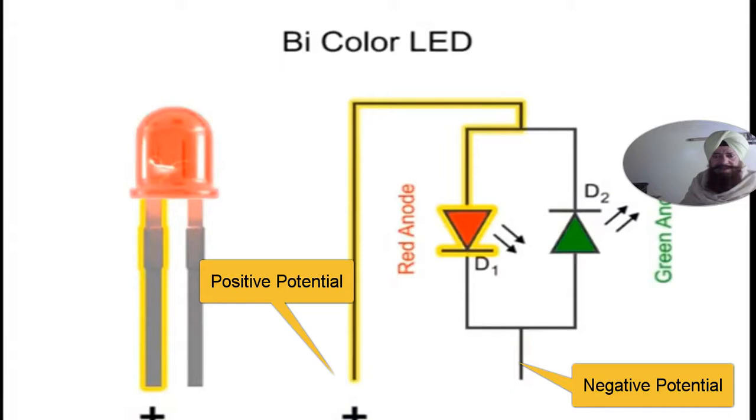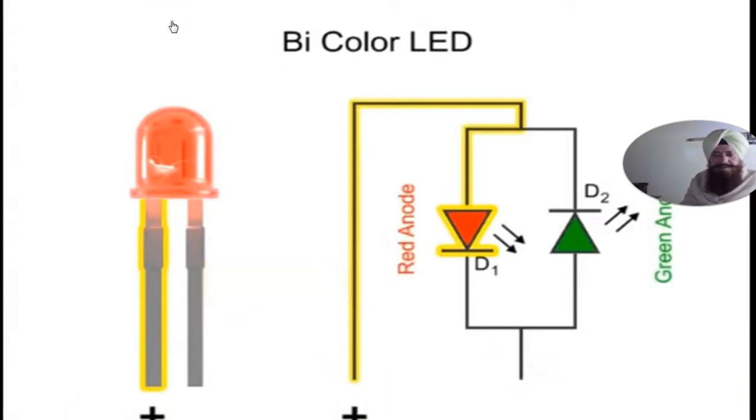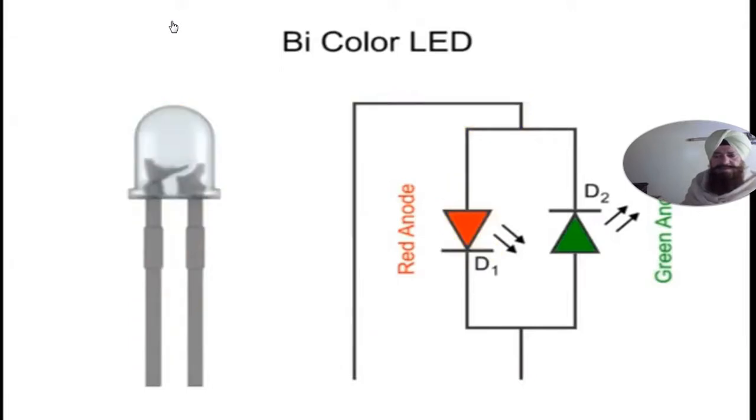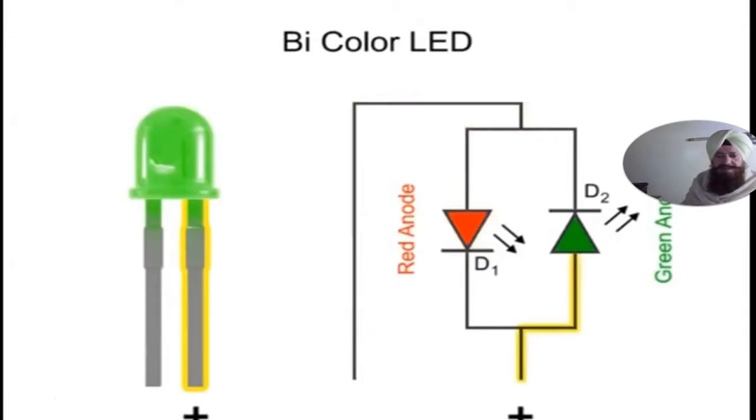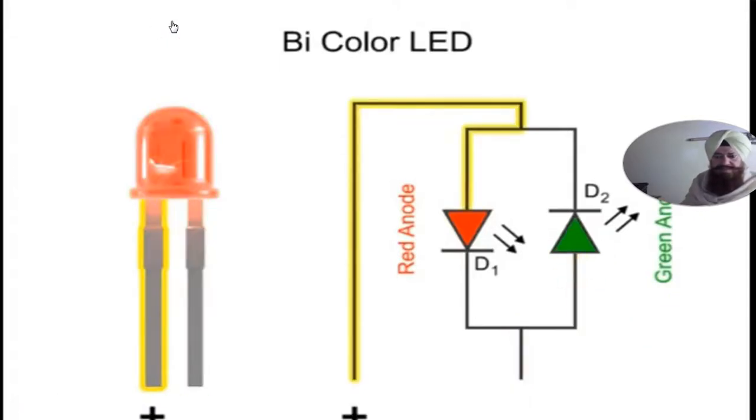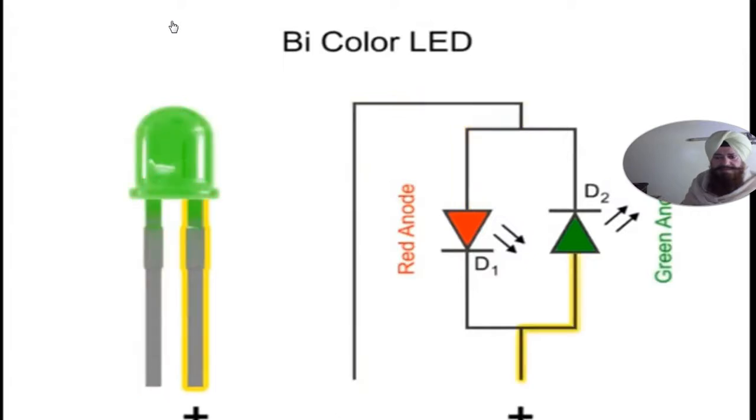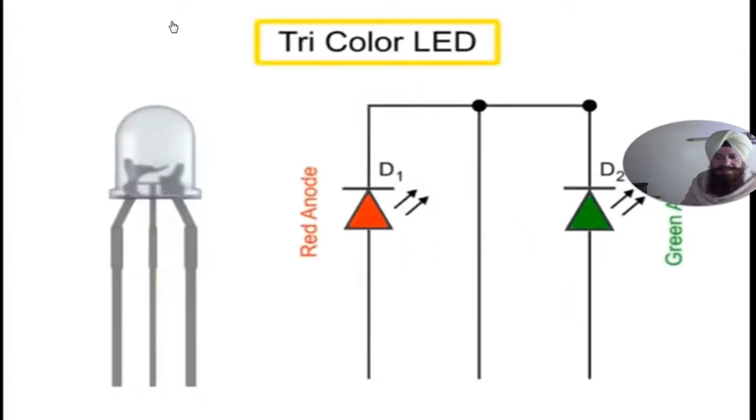Okay, now in reverse, when positive is here and this is negative, that means this diode is forward biased, it will give the light now. So which one is forward biasing? Now this is forward biasing. The green is at forward bias, it is giving light. Okay, the green is forward biasing.